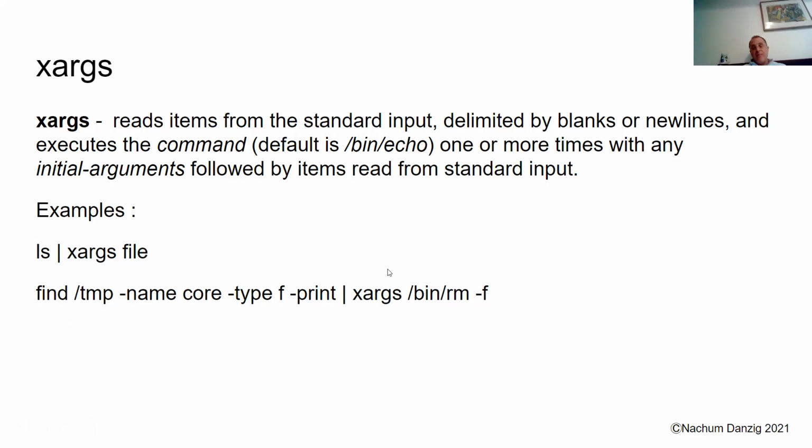But then I send it to a pipe. And what I want to do is rm -f. I want to delete those files. Any file named core. But if I just write pipe rm -f, rm is not built to take things from the standard input. So I use xargs so that it becomes as though I wrote /bin/rm -f and then the file name that I got from this print.